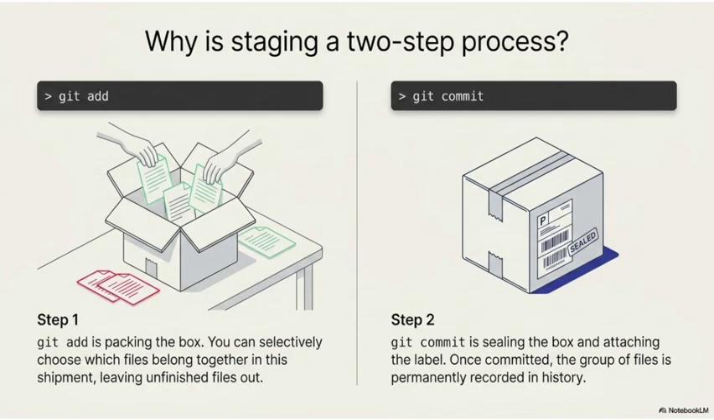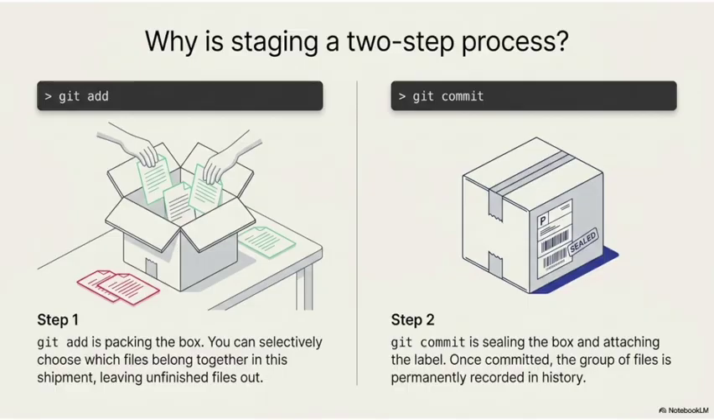Staging is a two-step process by design, and understanding why explains one of Git's most powerful features. Step 1 is git add, packing the box. You selectively choose which files belong together in this shipment. You can stage 5 files and leave 3 unfinished files behind. This lets you craft a commit that represents one logical unit of work, even if you have other work in progress. Step 2 is git commit, sealing the box and attaching a label. Once committed, that group of files is permanently recorded in history with a descriptive message.